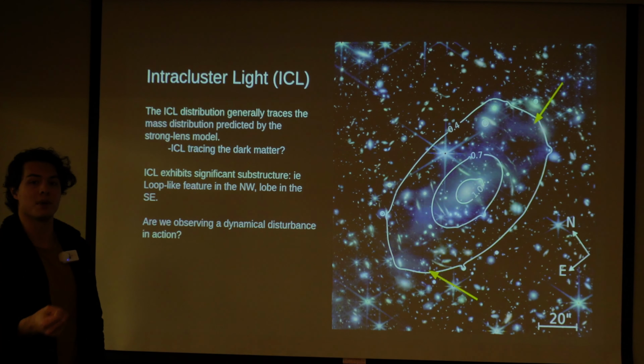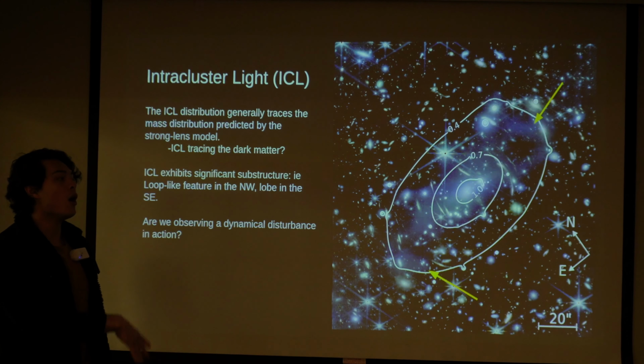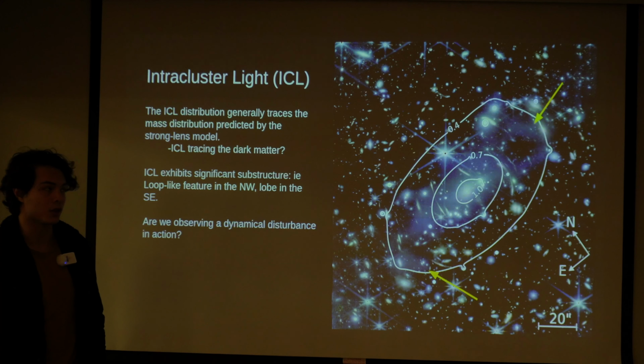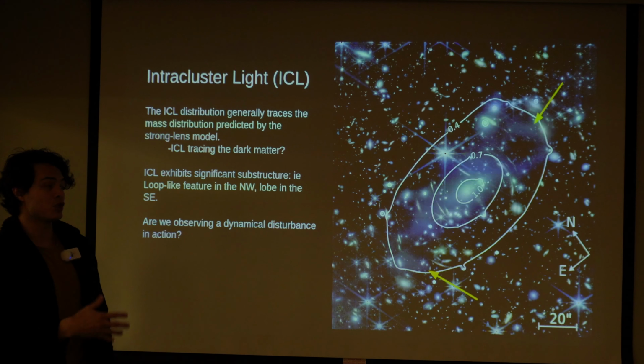Now the intracluster light is very interesting because people have postulated the intracluster light is usually well coupled to the dark matter, meaning that if you can tell what the overall shape of the intracluster light is, or the ICL, you might be able to tell what the shape of the dark matter is.